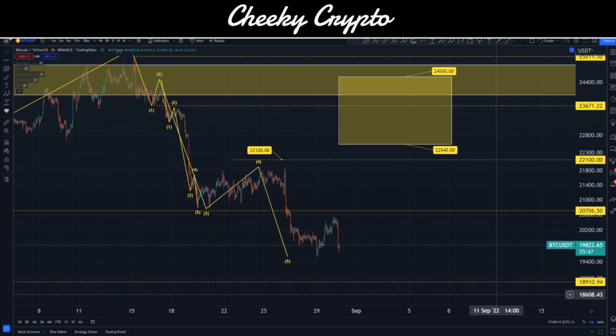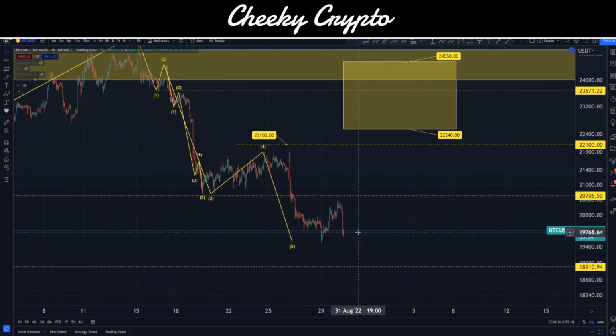Okay guys, let's get right on into this one though, right? So Bitcoin paired up with USDT on the hourly chart. Binance is our data source, and we have seen a pretty volatile movement to the downside just here. Okay, and we want to kind of dissect what this might mean.